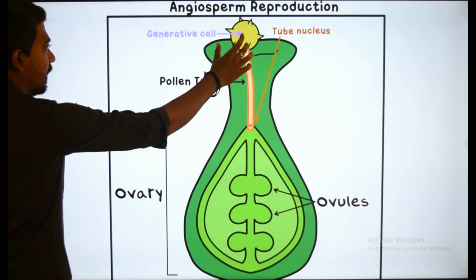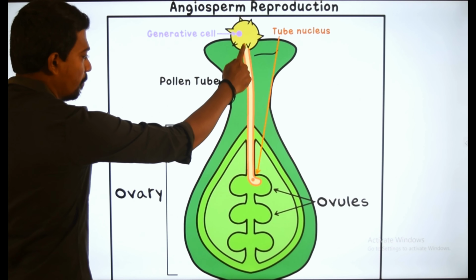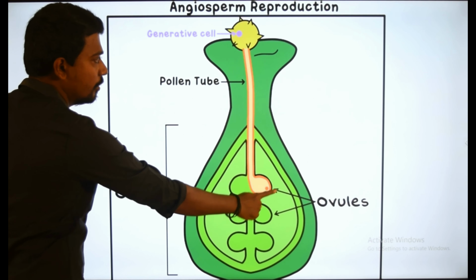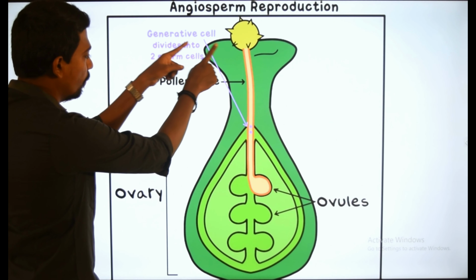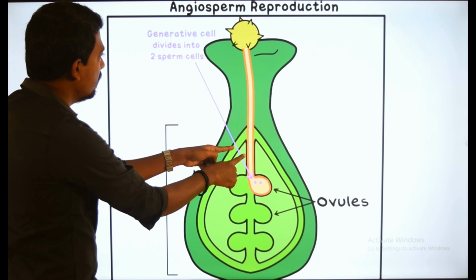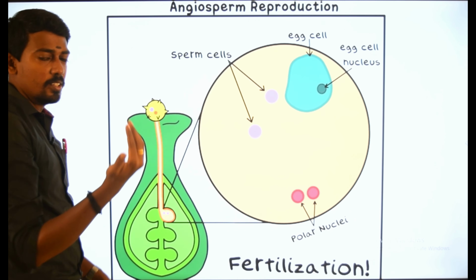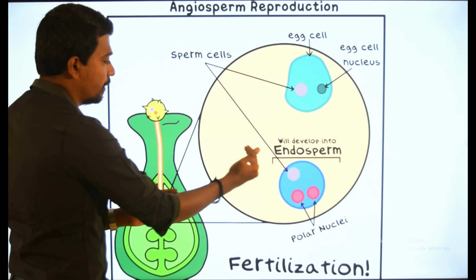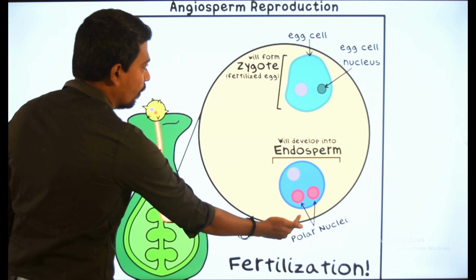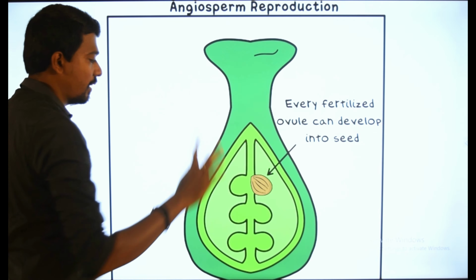Once that happens, the pollen grain starts germinating and forms a long tube called the pollen tube. This pollen tube is now carrying two important generative cells that are going to transform later into sperm cells. And inside the ovule, one is going to fuse with the polar nuclei, and the other one with the egg cell.